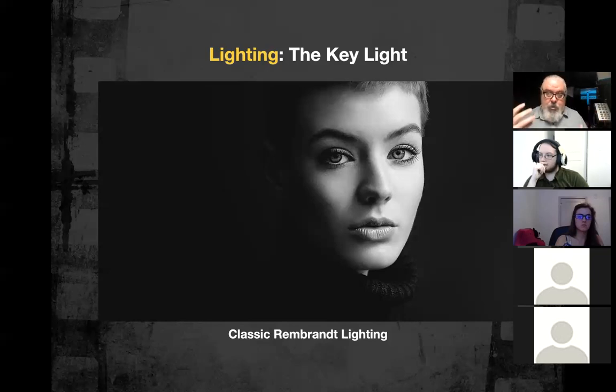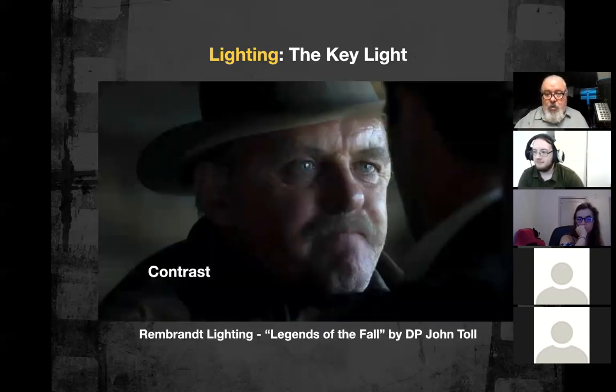All right, so all these are different ways of playing with the light. And just remember that the Rembrandt shape kind of looks like this. There's a golden triangle, a radiant fall off, a highlight, and a deep shadow. And here's an example of it working on Anthony Hopkins in Legends of the Fall, DP John Toll.